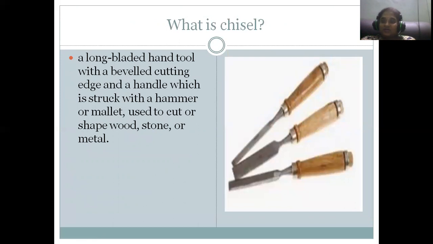What is a chisel? Next thing is, what is a chisel? A long blade tool with a bevel cutting edge and a handle which is struck with a hammer or a mallet. Use it to cut or shape wood, stone, or metal. So I have already shown you how to use a chisel in the previous video. You use a ball pen hammer at the backside of the chisel. You hit it with the hammer and you strike the wood piece to remove your excess material. So for that purpose, a chisel is used. That's what is mentioned.